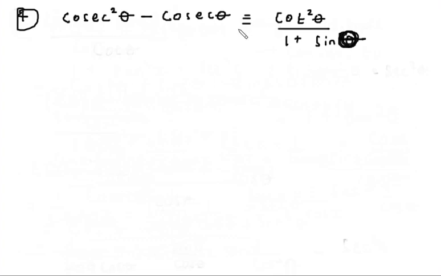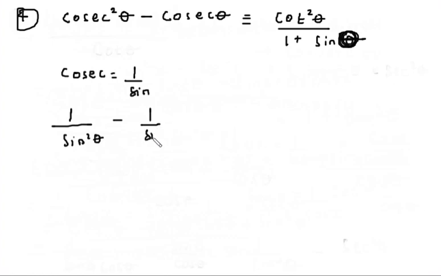Okay, so like before, we pick a side, so I'm going to be picking my left hand side, and I'm going to be converting it to my right hand side. So cosec theta, we know that cosec equals 1 over sine. So cosec square theta is the same thing as 1 over sine square theta minus 1 over sine theta. For this left hand side, we can simplify this further by taking the LCM of the two fractions here.